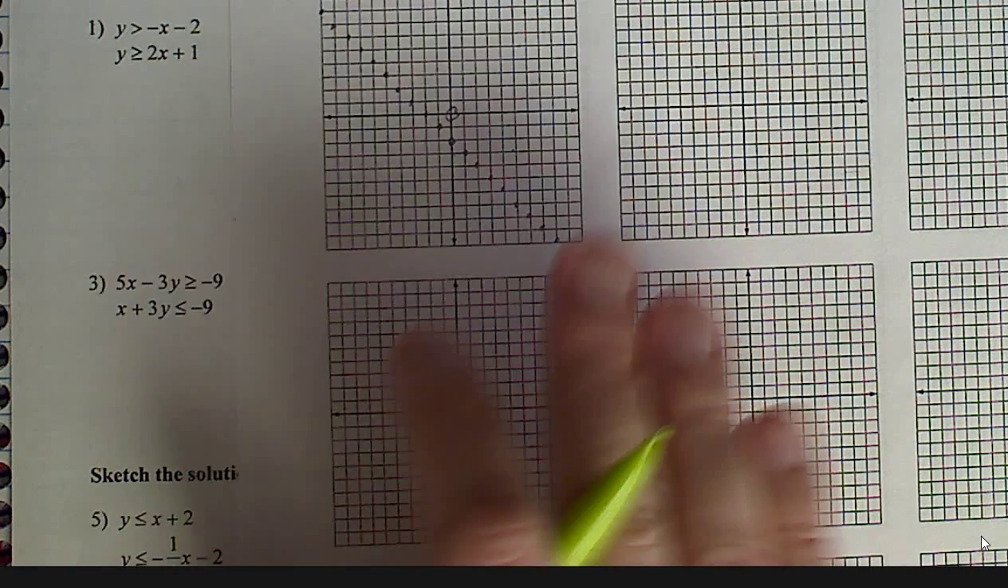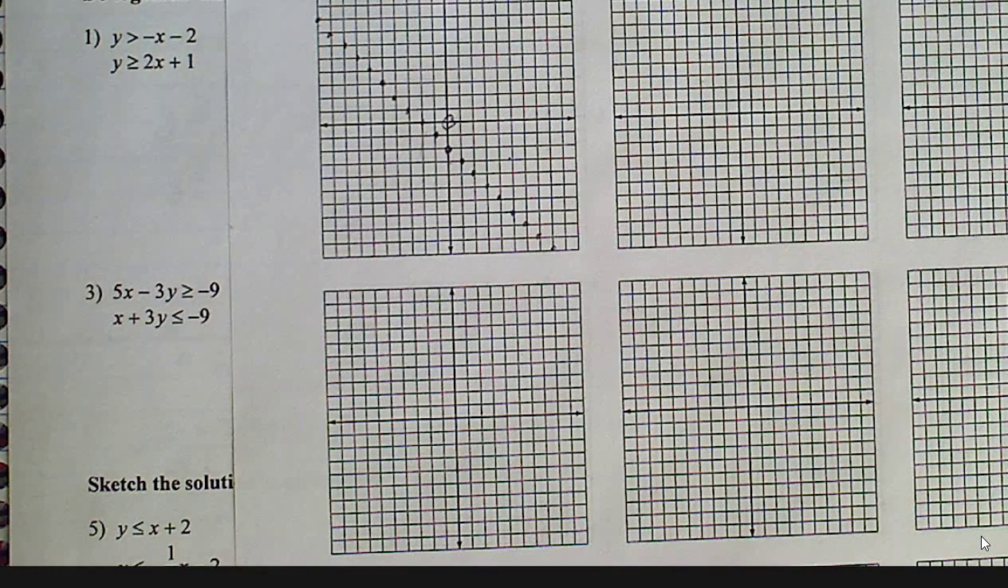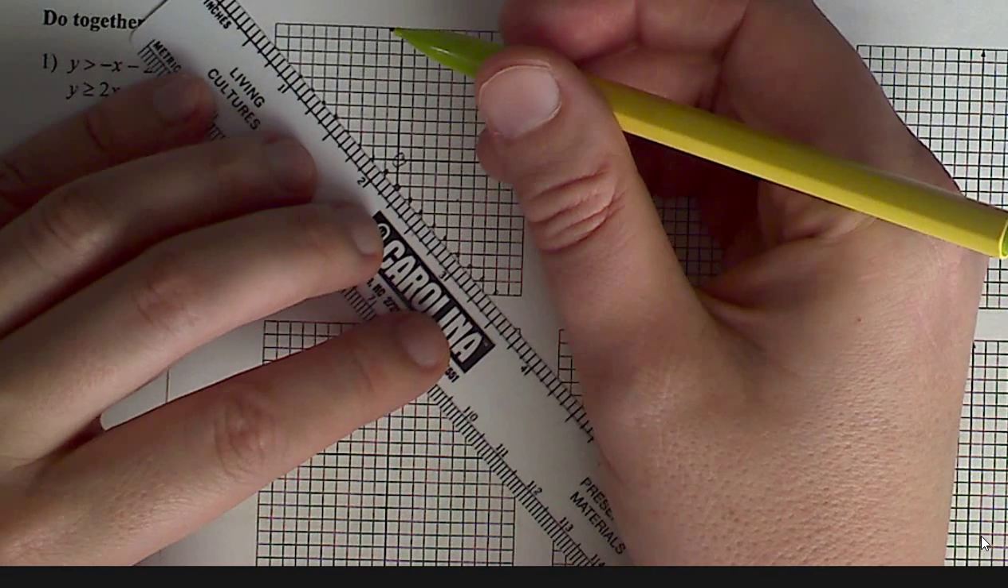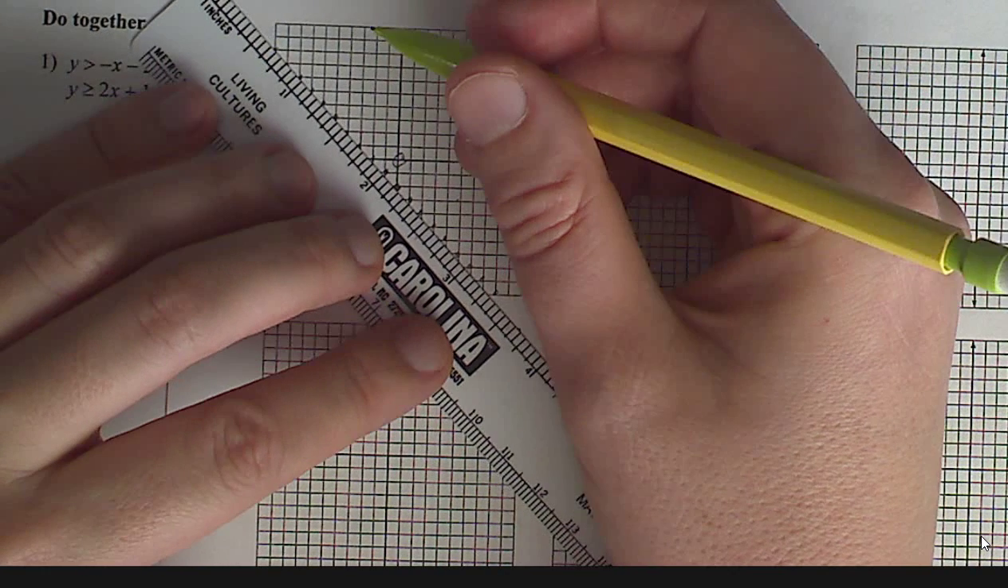All right. So now, should I connect this line with a solid or a dashed line? Yeah. Great. So dashed line, gonna dash it up.